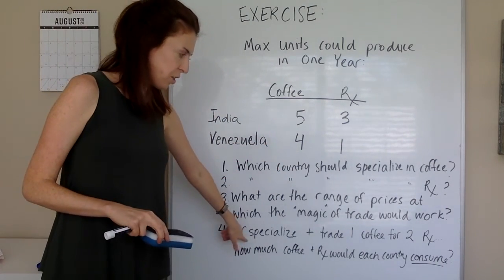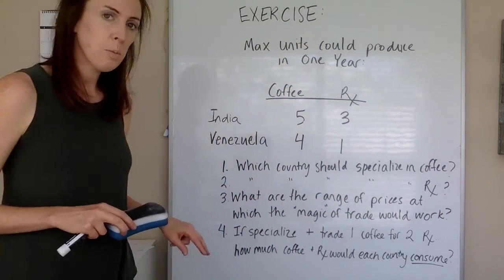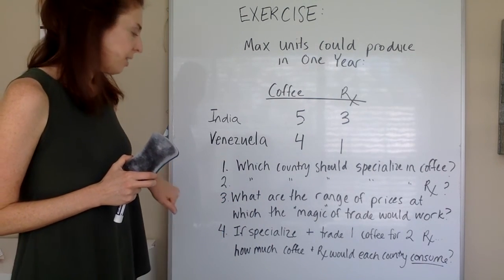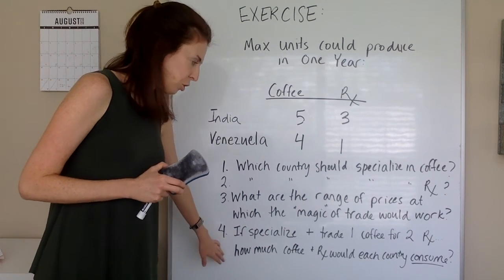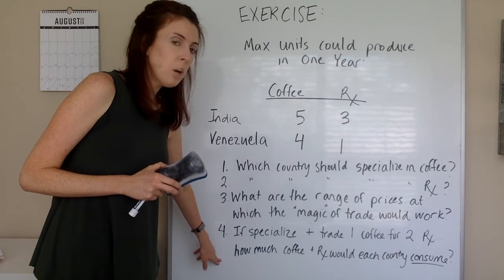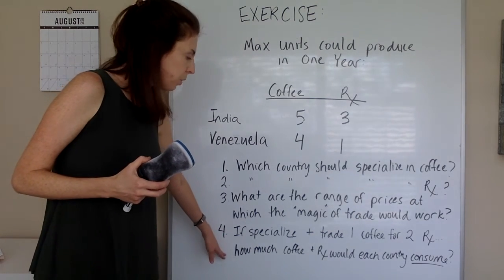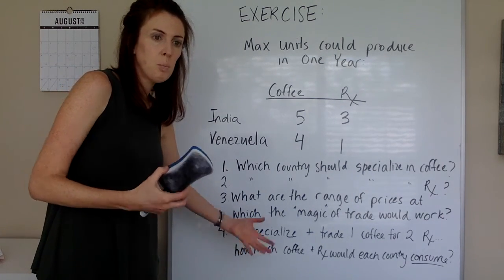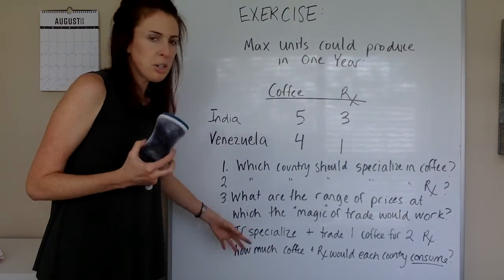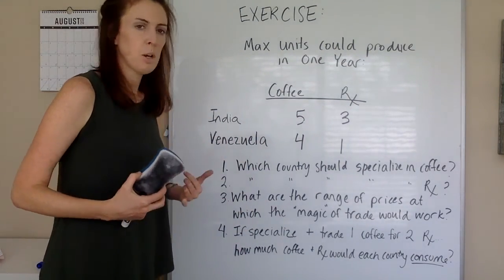Okay, so if each country specializes, and after the specialization, they trade 1 coffee for 2 prescription drugs, so this is the price I'm just kind of giving you, then what I want you to answer is how much coffee and prescription drugs would each country consume. So you kind of already know what they're producing, or you have to know what they're producing to start out answering this question. But what I want you to think about now is after the exchange and you bring all your goods home, and then what you have at home is what you can eat. Think about how much they're consuming at the end of the day. So how much stuff do they end up with at the end of all of the trading and specialization?